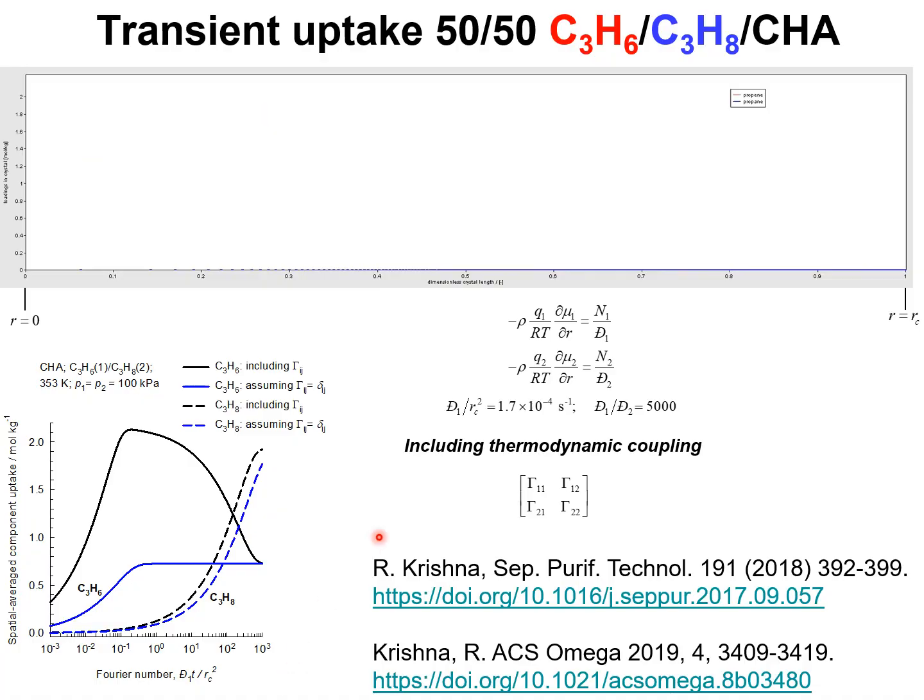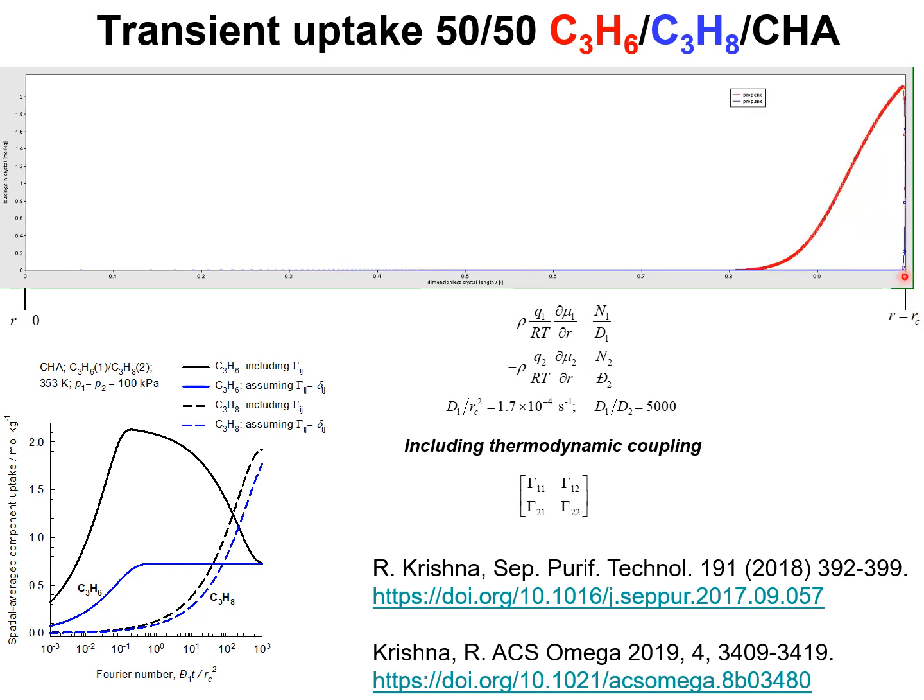separations. Let's look at transient uptake of a mixture of propene and propane in all silica zeolite. The simulations of the transient uptake were carried out using the unary isotherm data along with the diffusivity data from the paper by Khaligi. Let's have a look at the animation for the transient uptake.